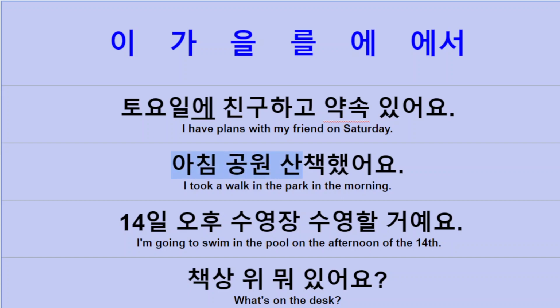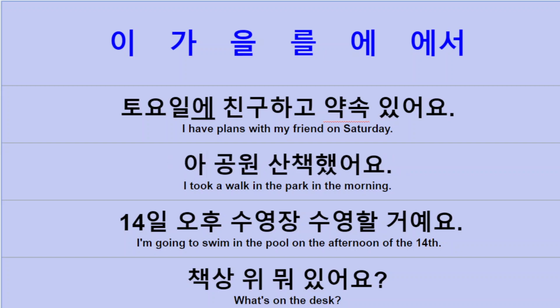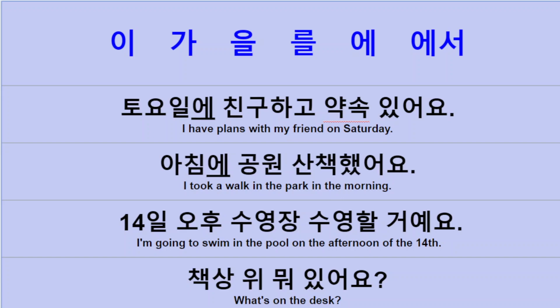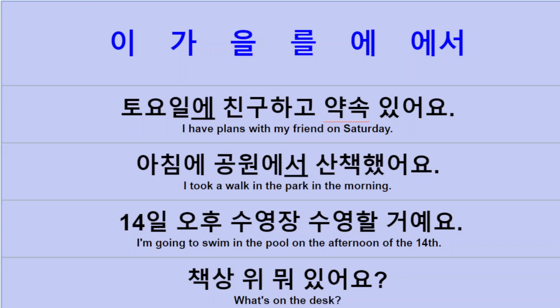Next one. 아침 공원 산책했어요. 아침 means in the morning, so I need to put a particle here. 아침에. And 공원 is a place, so I need a place particle. Then I need to see the verb, 산책했어요. Okay, it's not 가다, 오다, 있다, 없다. So 공원에서 산책했어요. 아침에 공원에서 산책했어요.